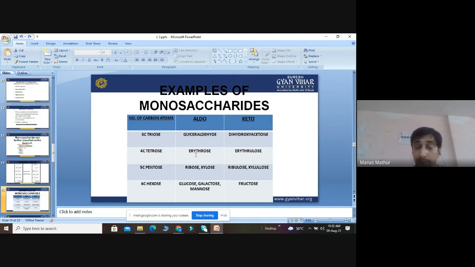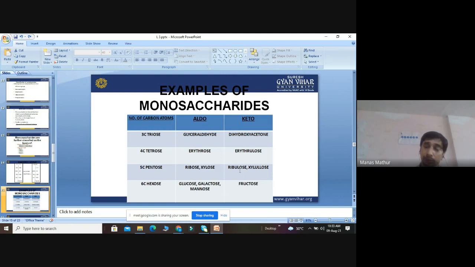Similarly, erythrose is a 4 carbon chain molecule and having which group? Aldehyde group. Erythrulose means 4 carbon chain having which group? Having keto group. So we call it erythrulose. Another one, 5 carbon chain pentose. If it is having aldehyde group, we call it ribose and xylose. If they are having keto group, what do we call them? Ribulose and xylulose.